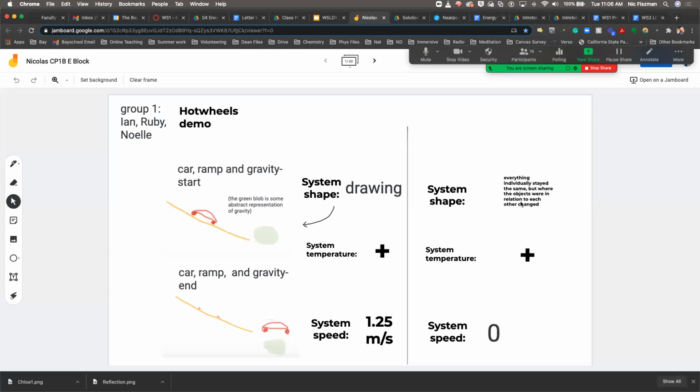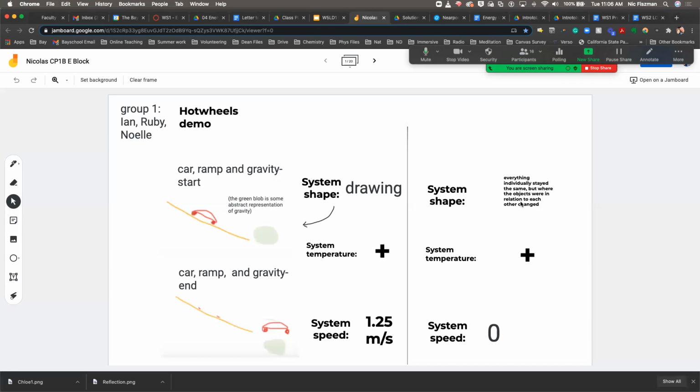That's your slide. Yeah, I think everything individually stayed the same, but if we're looking at the whole and how everything is in relation to each other, I think that did change. Yeah, based on your picture, what changed as a relationship to each other? Well, the car went down the ramp, so it's in a different position on the ramp, and in a different position in relation to the Earth. That's right.